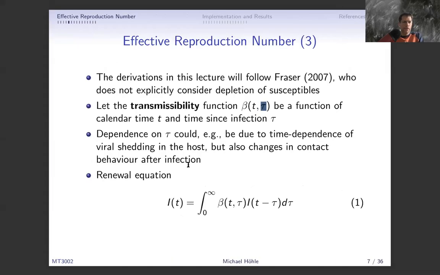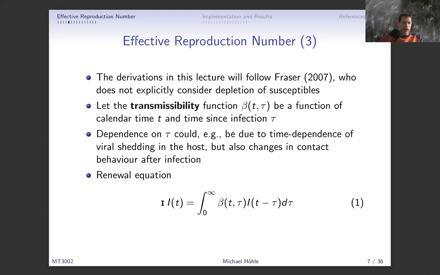That would be here. And the dependence on tau, as we saw, could be due to time dependence, because there's viral shedding or changes in contact behavior after infection, because people stay at home, or maybe some of them are even so sick they cannot even leave anymore. So you also have a change in contact rate. So you can reflect all kinds of things in here.